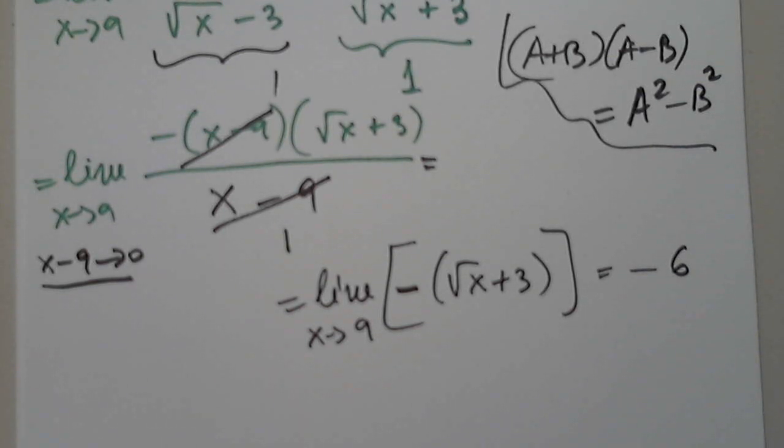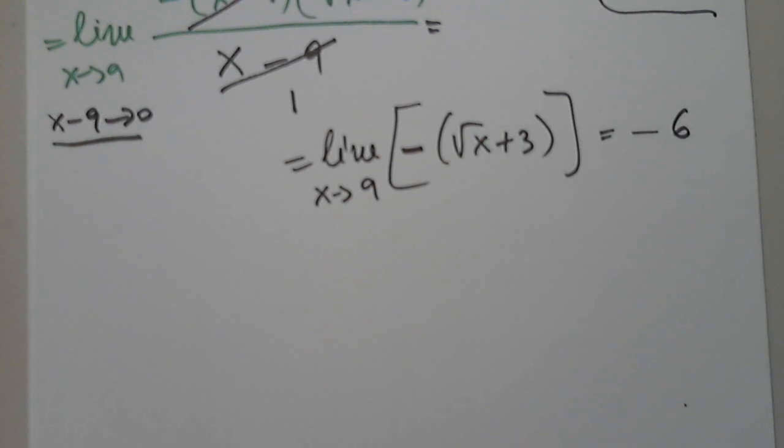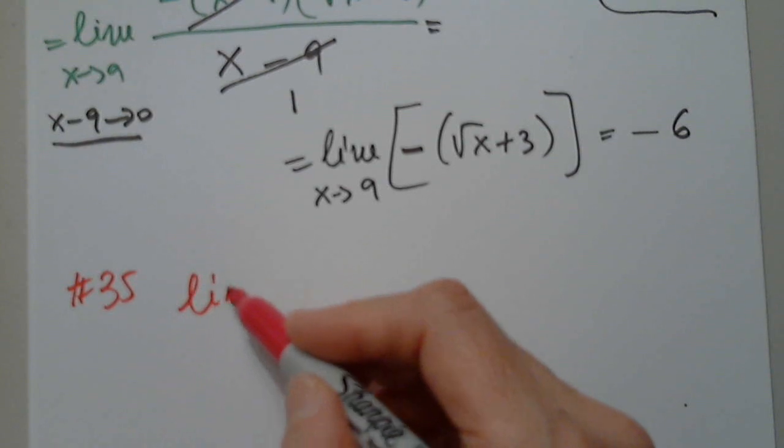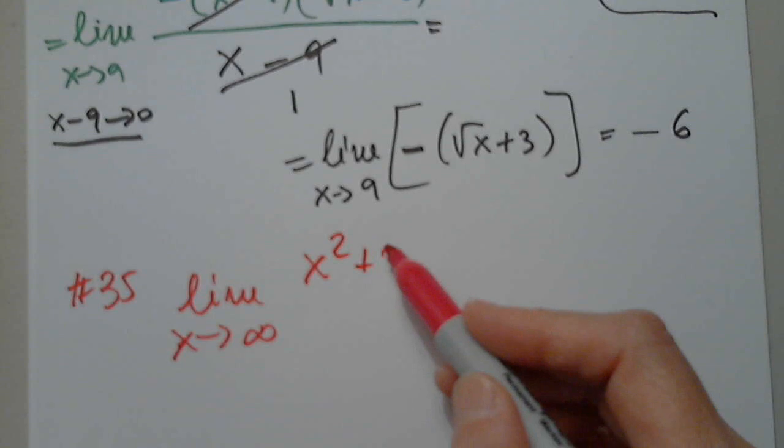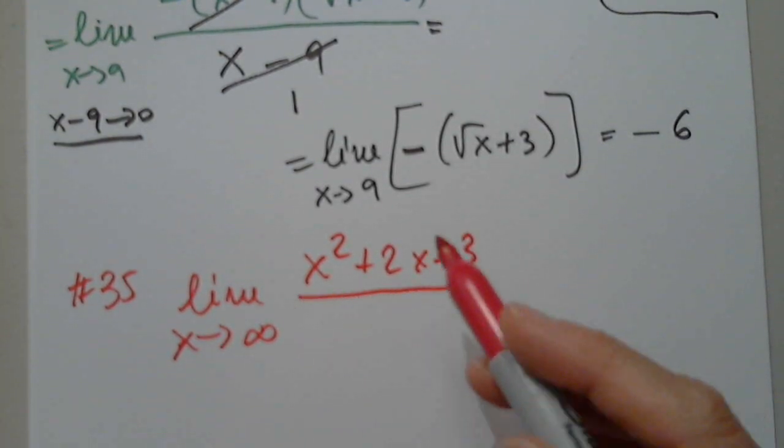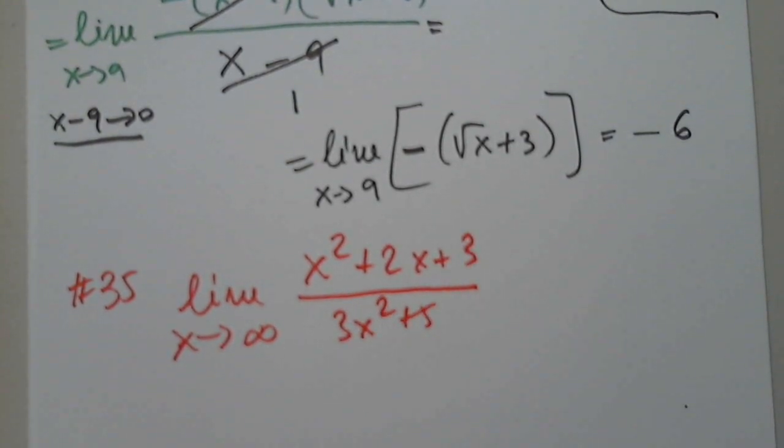Now, I wanted to show a limit like this, which is, as you've seen, everything is different. All of them are different. This one is different, and so on and so forth. So let me show you a limit like this one. Let's say 35. I'm copying it: the limit as x approaches infinity of (x squared plus 2x plus 3) divided by (3x squared plus 5).